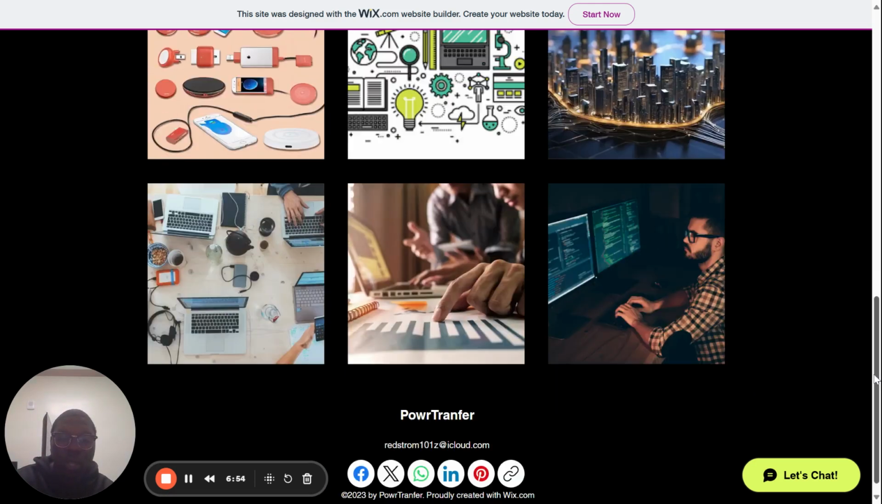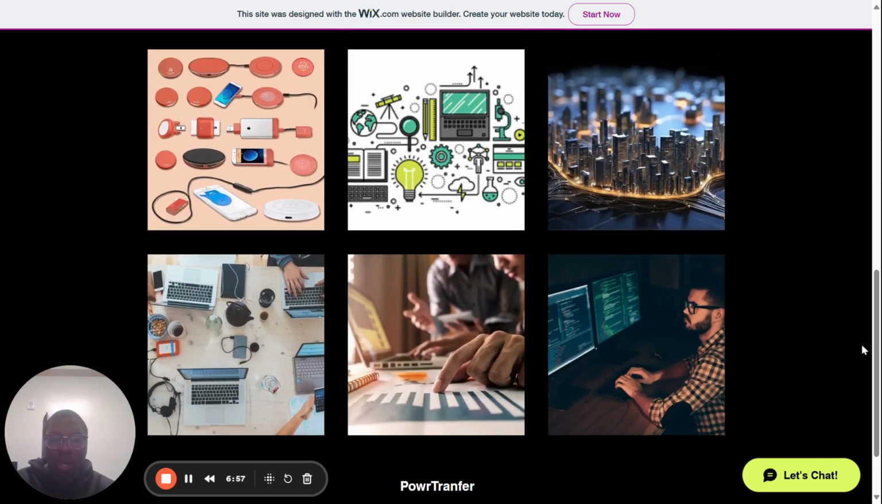So what this gallery shows is that different people around the world would be contributing. For example, the one on the bottom right shows someone coding my device so that it will function as one unit.